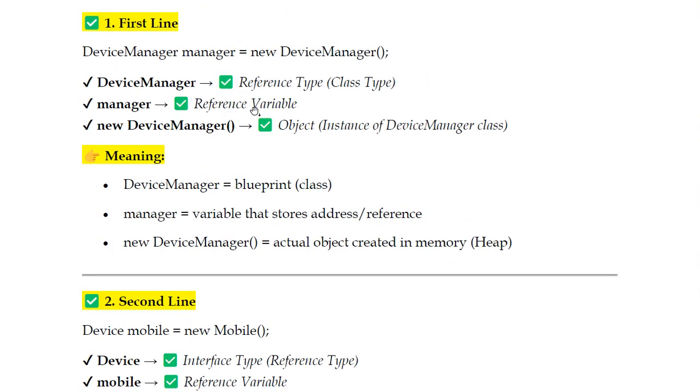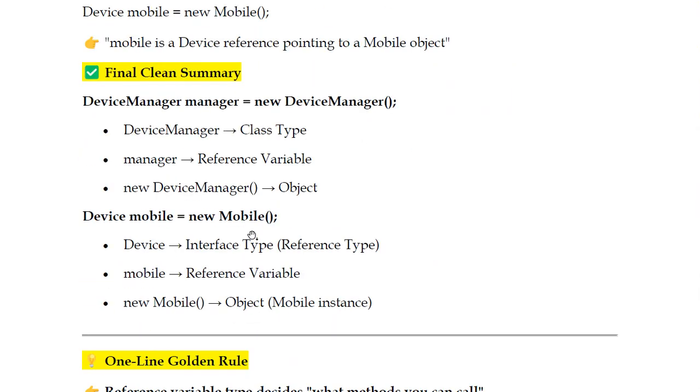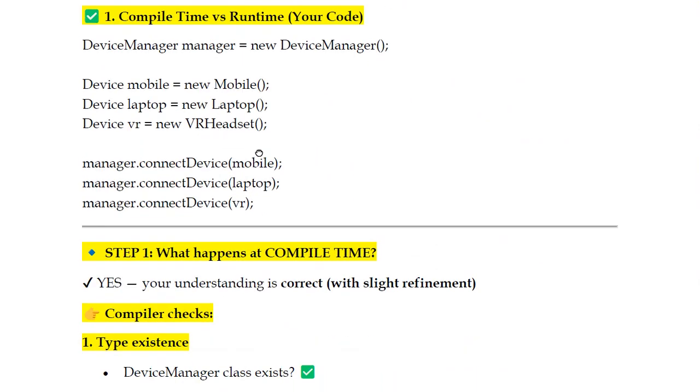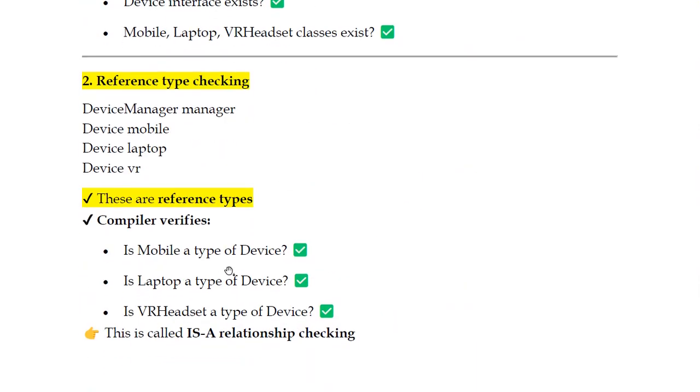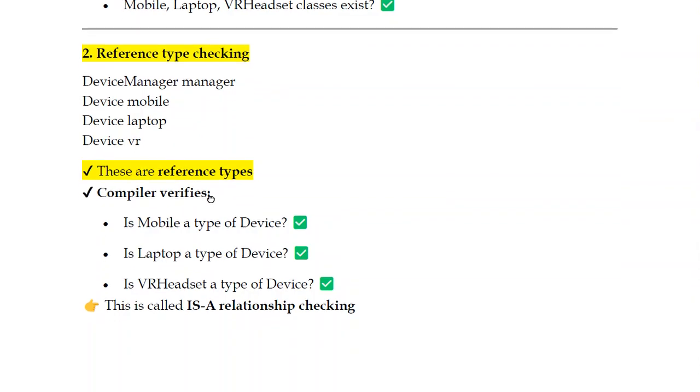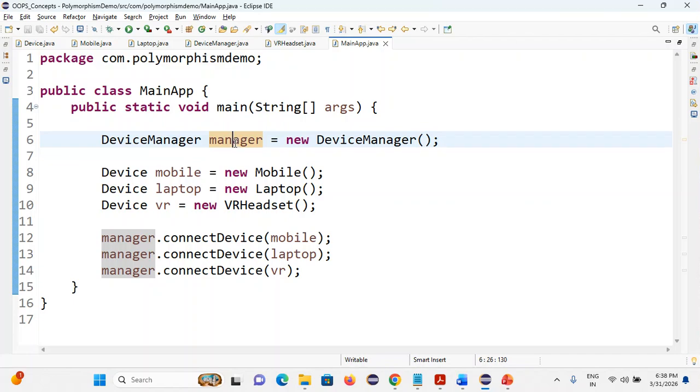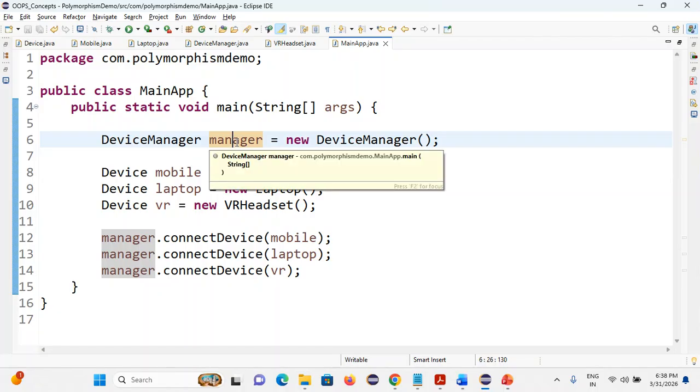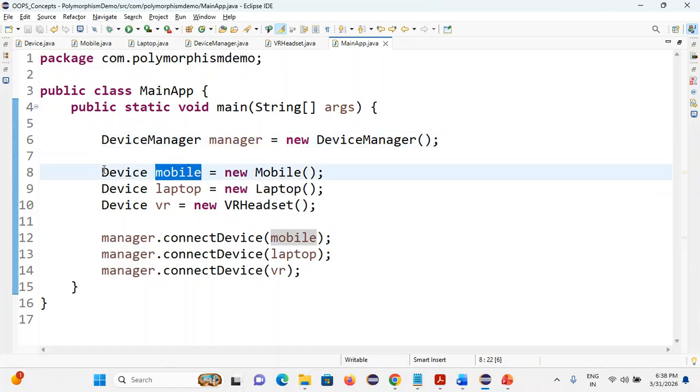Am I right? Device manager reference type, reference type is a manager. That is what is happening here. Reference type checking. What does the reference type check mean? Is mobile a type of device? Yes, because near the reference type we are only giving the reference name. So manager is a type of device manager. We are taking the mobile. Yes, mobile is a device.